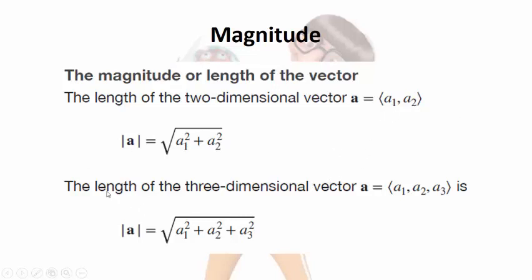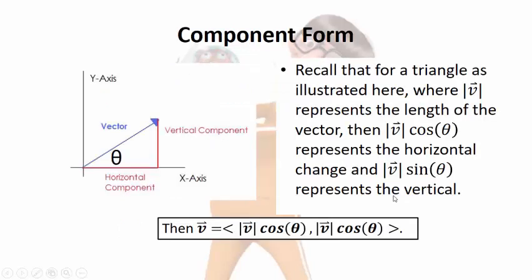The length in three-dimensional space, if you had a vector locating a position, so if it started at 0, 0, 0, this would be the length of that three-dimensional vector. In component form, you have the absolute value of a vector, the magnitude of a vector.